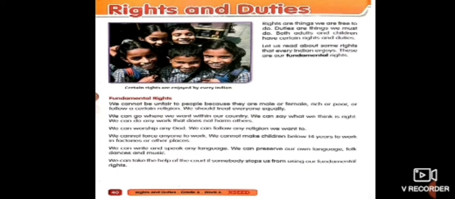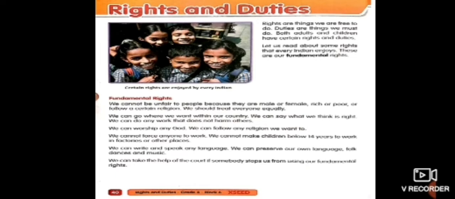Now students, let's read this content from our book which is given on page number 40. We already know what we mean by fundamental rights. We have some of the rights that every Indian enjoys. Yes, and what are these rights? We can't be unfair to people because they are male or female, rich or poor, or follow a certain religion. We should treat everyone equally.